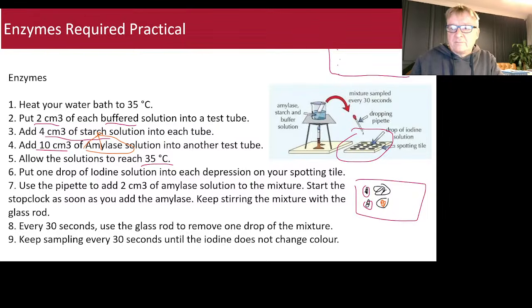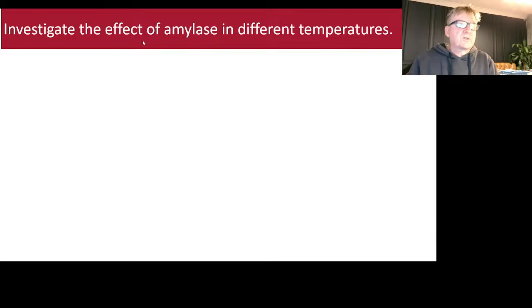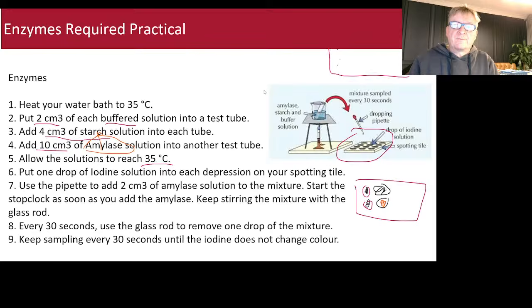You keep doing that for 30 seconds, use a glass rod to remove 1 drop of the mixture, keep sampling every 30 seconds until the iodine doesn't change colour. Then you record it on a table. Then you repeat it, and when you repeat it, you can then do it at a different temperature, because the initial question was investigate the effect of amylase in different temperatures.